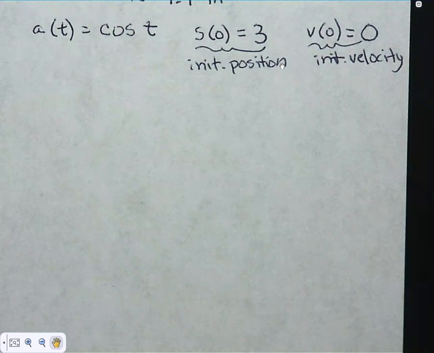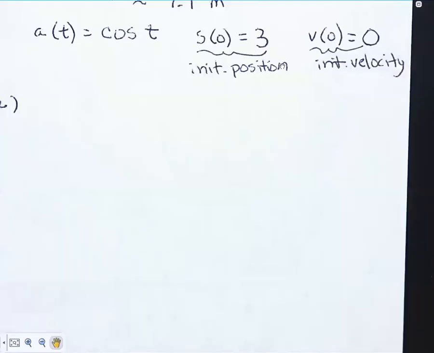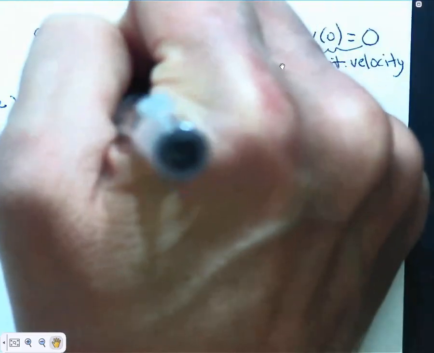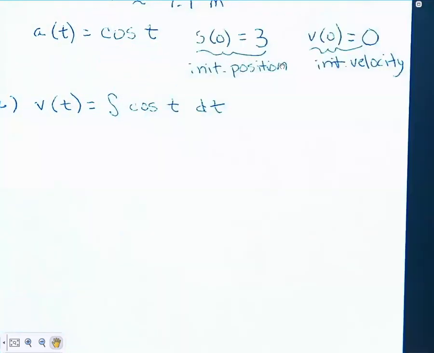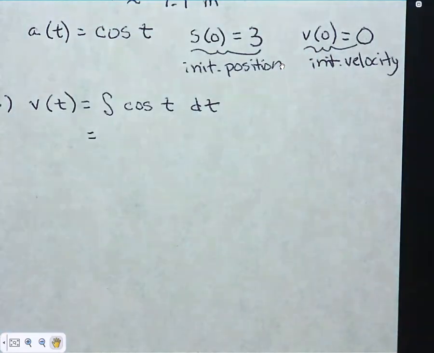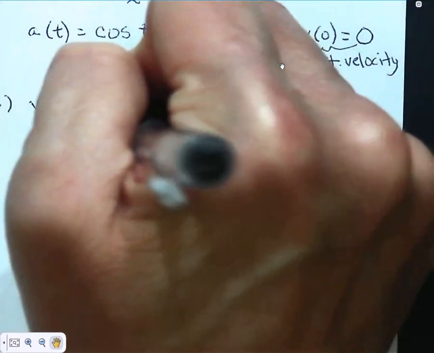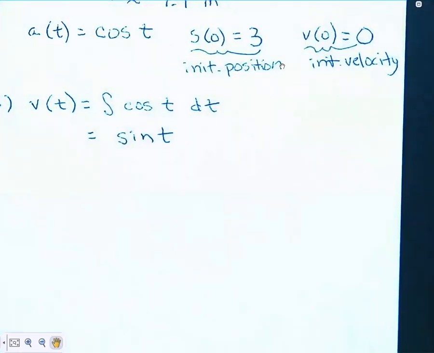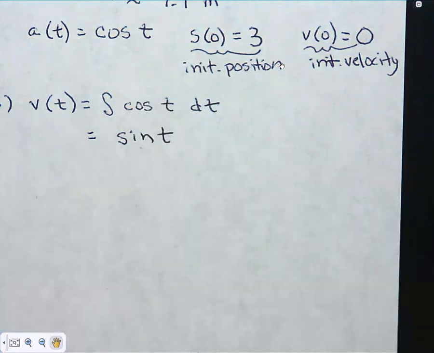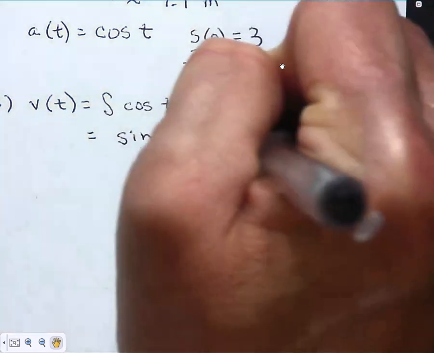The A part just says find the velocity and position functions for the particle. So how do we find the velocity function? Anti-differentiate the acceleration function with respect to t. And what is the velocity function? The antiderivative of cosine, is it positive sine or negative sine? It is positive because the derivative of positive sine is positive cosine, and then plus a constant.